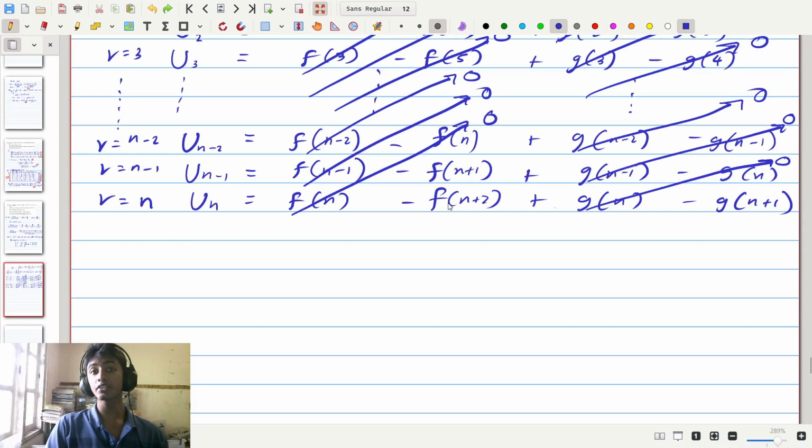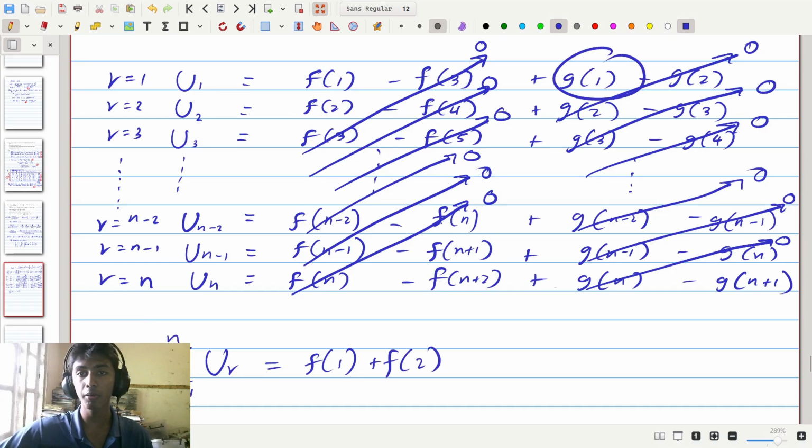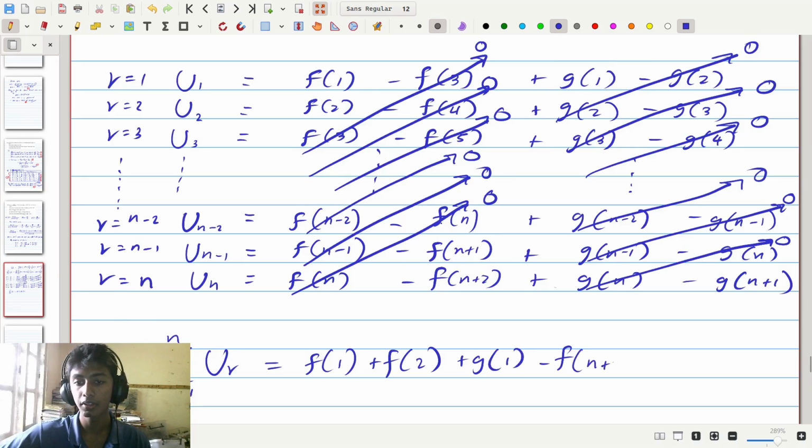So now if we consider the sum on the left hand side, it is just the sum from r equals 1 up to n of u of r, but on the right side we can see that what we have is f of 1, we also have f of 2, so plus f of 2, we also have g of 1 over here, so I'm going to write that down, plus g of 1, and we also have minus f of n plus 1, minus f of n plus 2, and minus g of n plus 1.